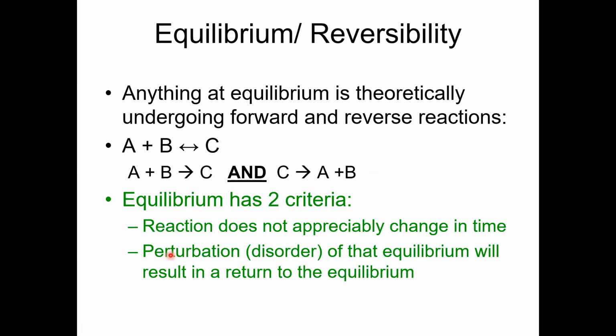Equilibrium and reversibility. Anything at equilibrium is theoretically undergoing forward and reverse reaction. Like A plus B can produce C, or C can go to A and B again. A plus B equals C, or C goes to A and B.